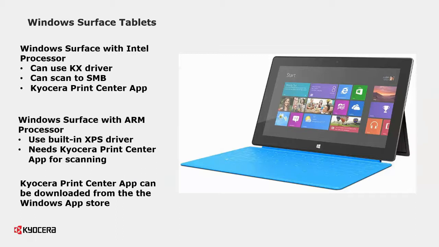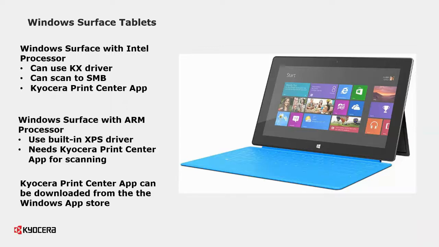So another device that I did not cover in this would be the Windows Surface tablets. If you have a Windows Surface tablet that has an Intel-based processor, you can use it like you normally would a normal Windows 10 laptop computer. You can use KX driver, you could scan to SMB, or you can use the Kyocera Print Center app or any other apps that we have available. It's just a normal Windows 10 OS.